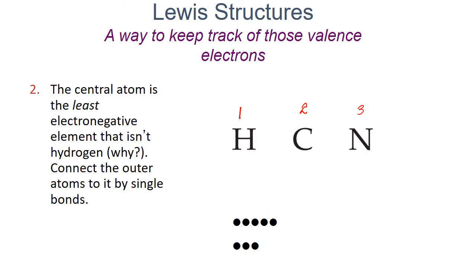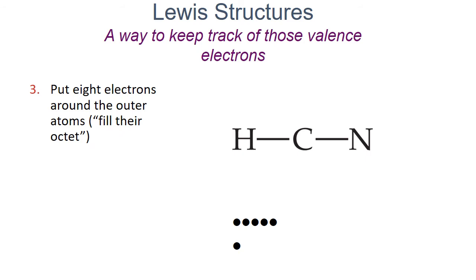Then I kept 2 electrons to bond hydrogen and carbon, then another 2 to bond carbon and nitrogen. Then keep those remaining 6 electrons around the outer atoms. However, we can't keep any electrons around hydrogen because there are already 2 electrons near the hydrogen. Therefore, these 6 electrons are kept on the nitrogen atom.